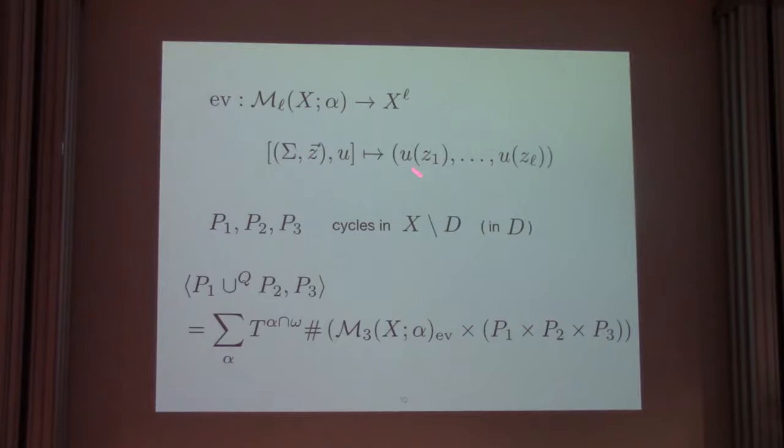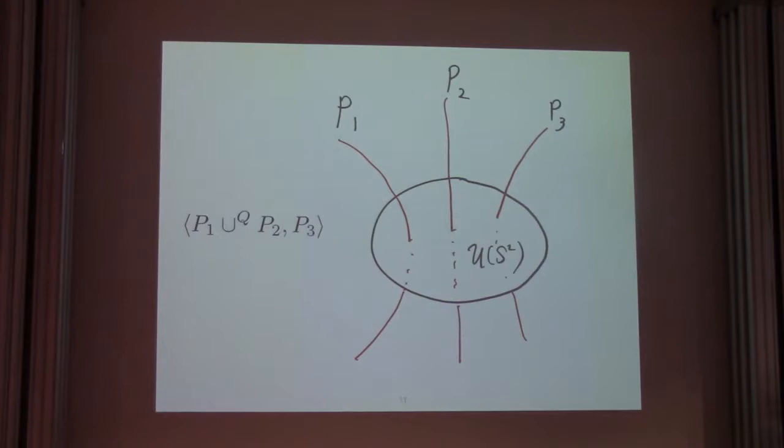Then, if you have three cycles, associativity should be considered via three-point marked points that hit these three cycles, and you count them with the weight of symplectic area. So that's the usual quantum cohomology. I draw pictures: you have this S2, and you require that it hit these three divisors, and you count it with the weight. That is quantum cohomology. So now, why is this quantum cohomology associative?